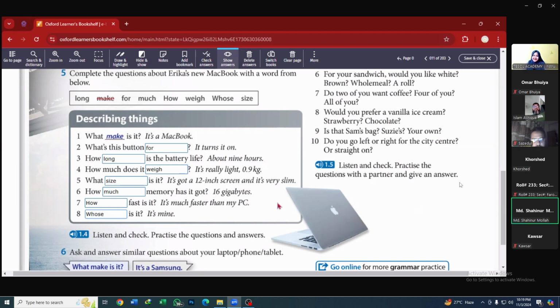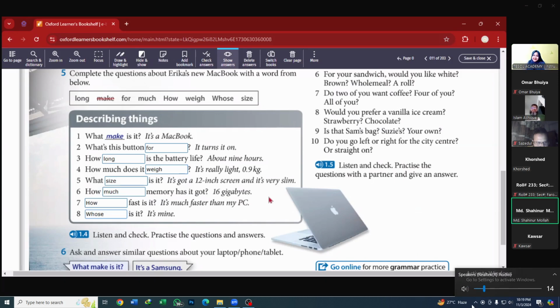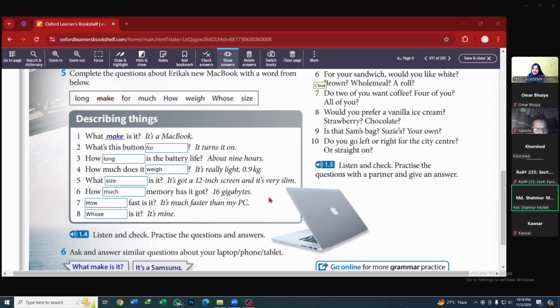How much memory has it got? It is memory 16 GB. Good. Gigabytes. Okay. Number 7. How fast is it? It is faster than my PC. Much faster. Okay. Number 8.